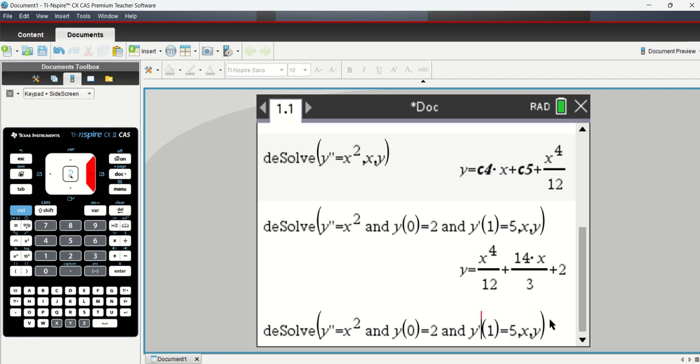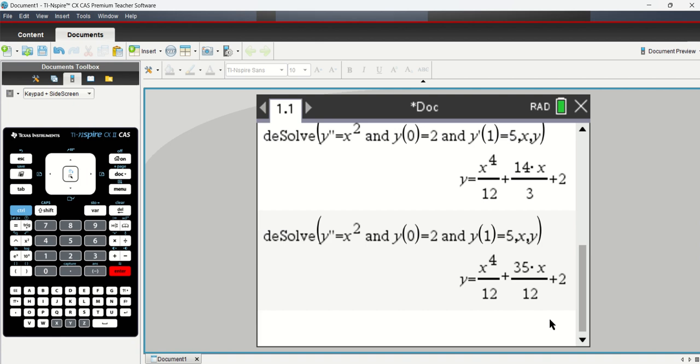You don't need to have the y and the y dash. You could have two y's or two dashes, whatever, and that'll give you a slightly different answer. You just put in whatever conditions you have, and the DEsolve will do the rest of the work for you.